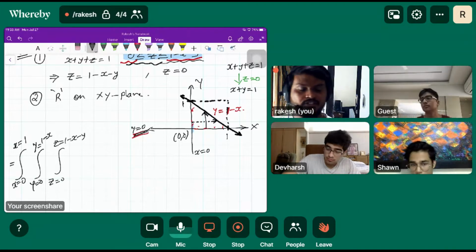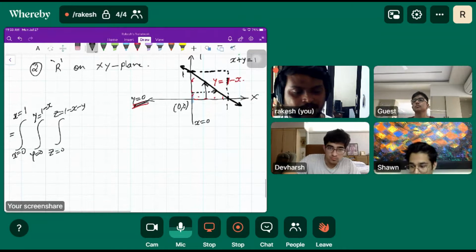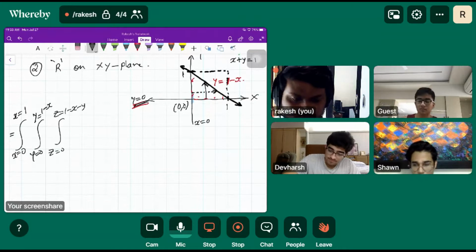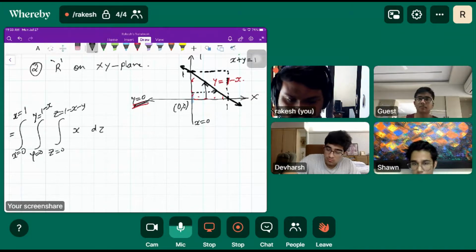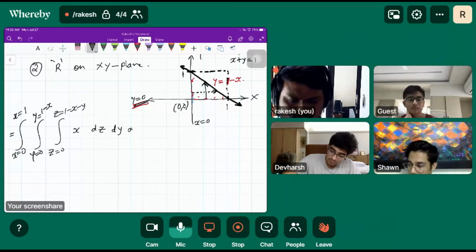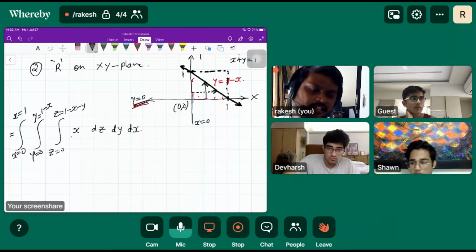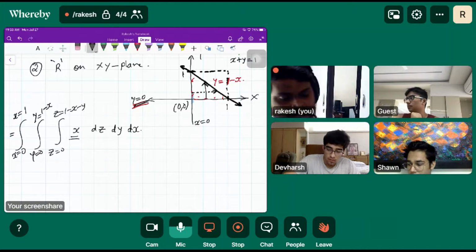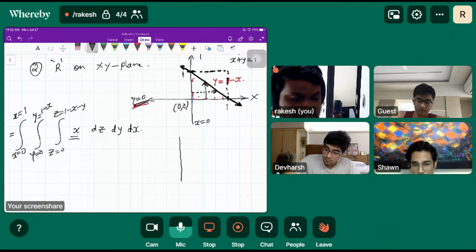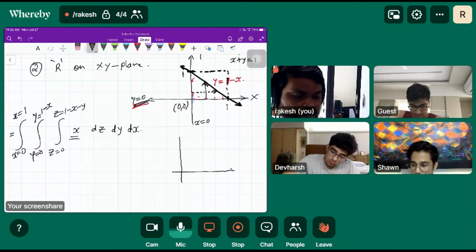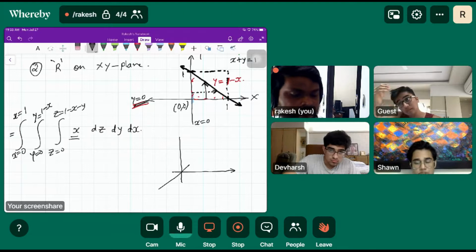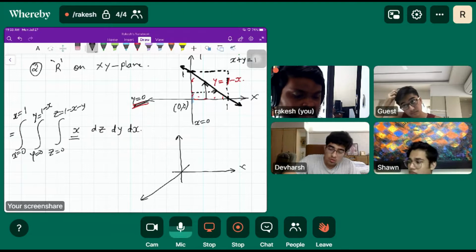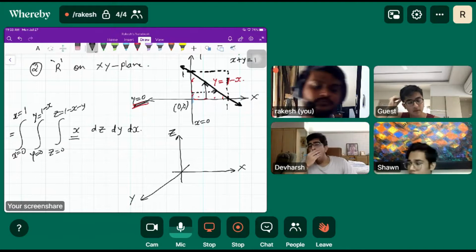Now let me draw the 3D. Maybe that will help you understand more about this. The order of the sequence is dz, dy, and dx, and this is your function, the mass density function. So if I try to draw this on a 3D coordinate system, let's say x, y, z.